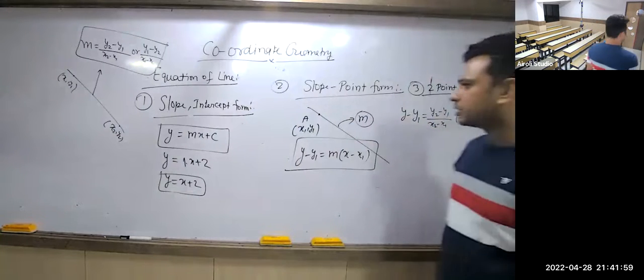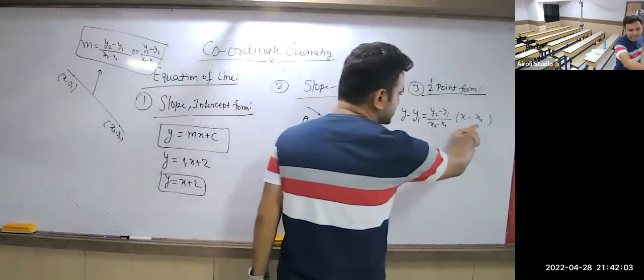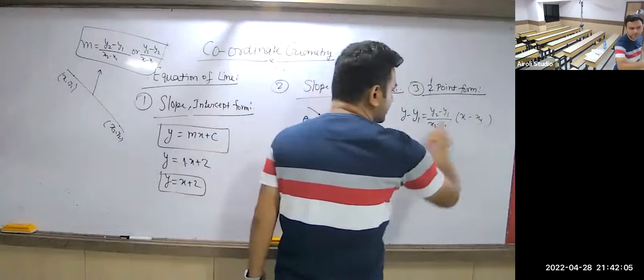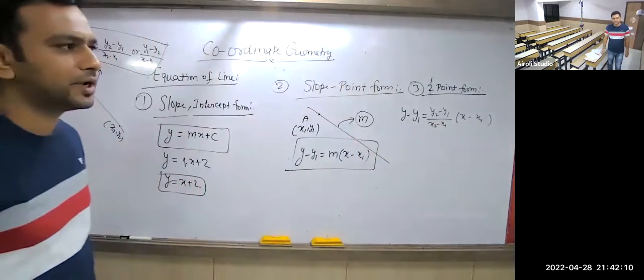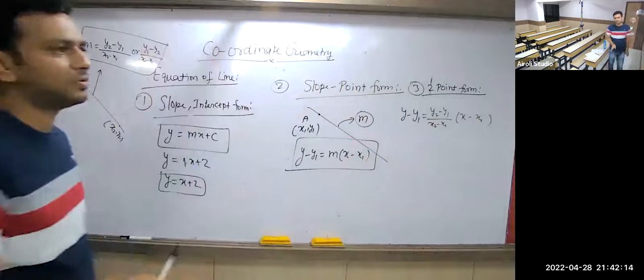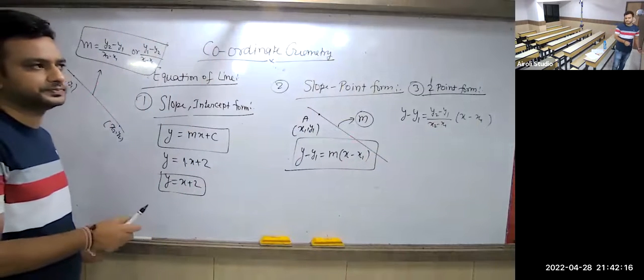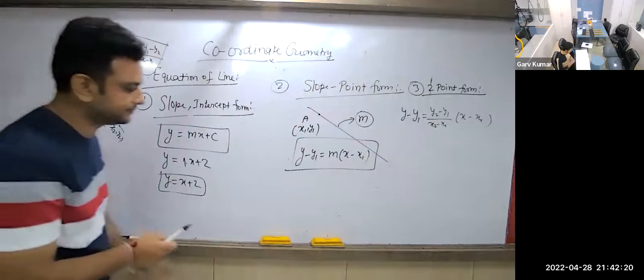Got it? Instead of this, if you don't want to use the point x1 and y1, you can use x2 and y2 also. You have to take only one point. So these are the three forms which are generally asked in the exam. Got it? Clear?